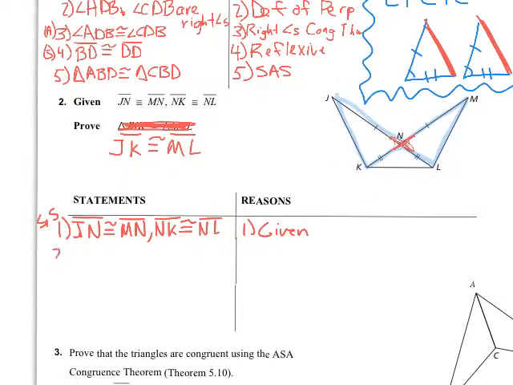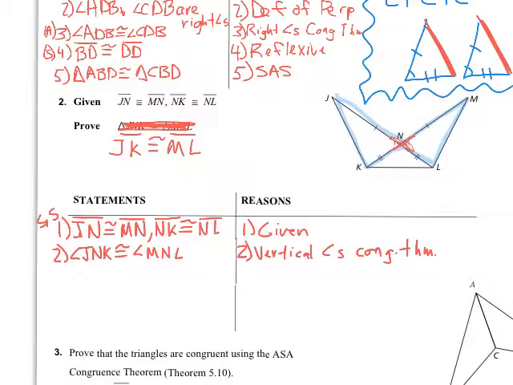So number two, we're going to say angle JNK is congruent to angle MNL. And we're going to call that vertical angles congruence theorem. Okay, we knew they were congruent because they're vertical angles, so that's called the vertical angles congruence theorem.